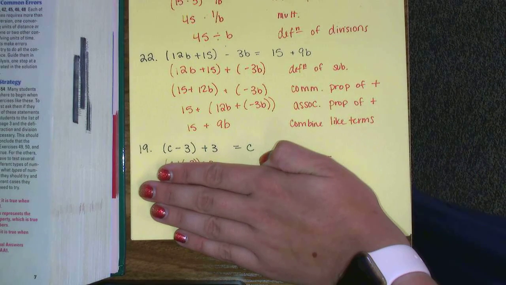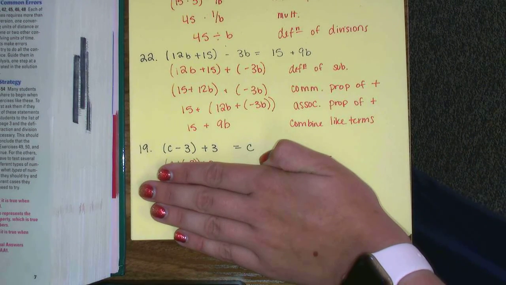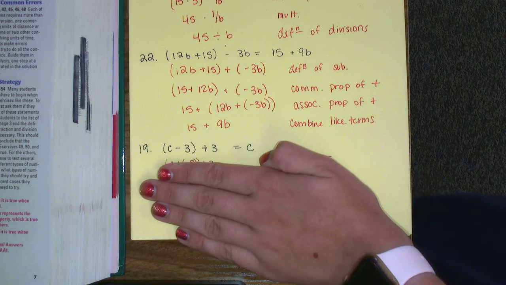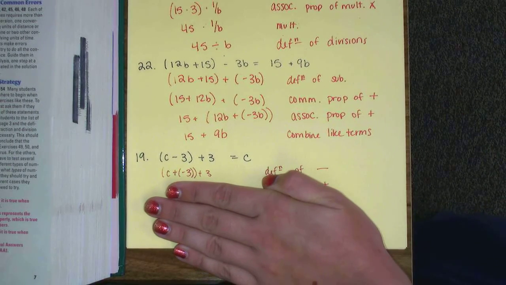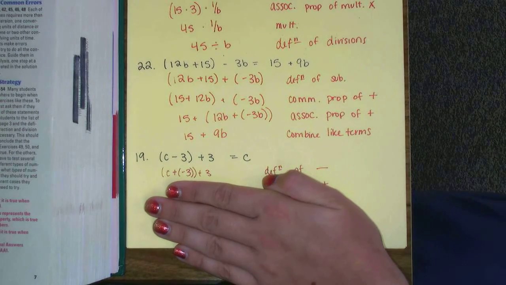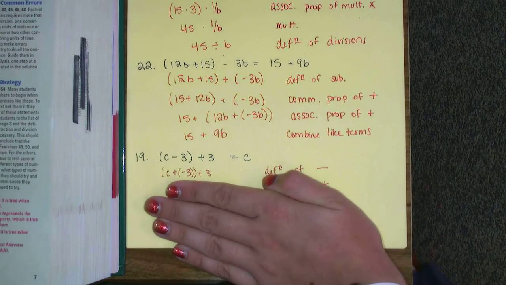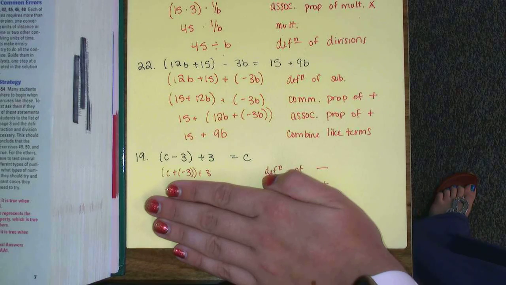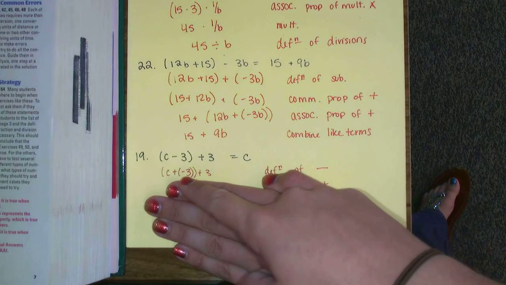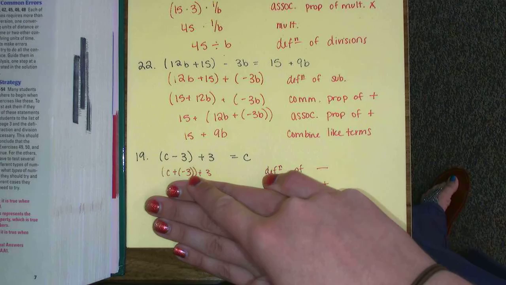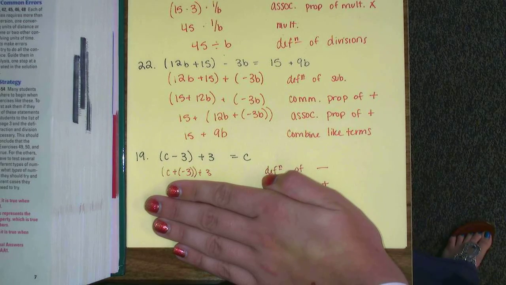All right, what is the first thing I need to do? Can't do that yet. Definition of subtraction. I need to rewrite that as plus a negative 3. Because we need to explain what this is first, because we don't technically have a property of subtraction. So that's why we need to do that first. All right, how about the next step?